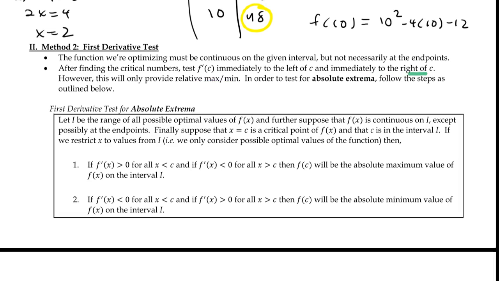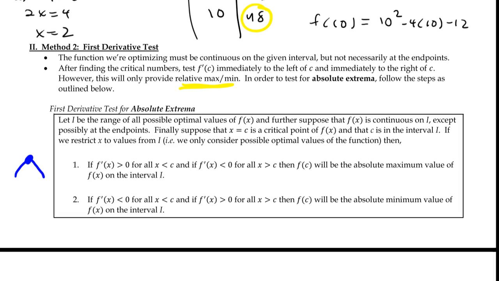But remember what I told you. This is only giving you a relative max and min. In order to get absolute, look what we have to do. We have to say if the derivative is positive to the left, and then the derivative is negative to the right. So positive to the left, negative to the right, for all x in that interval, then we have an absolute max. This is a special case of relative. It's going to be relative and absolute.